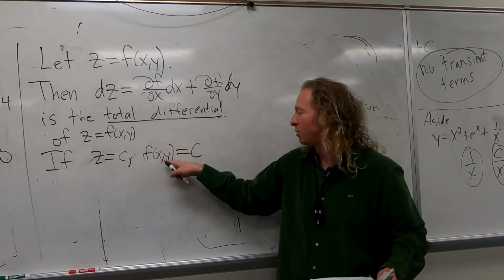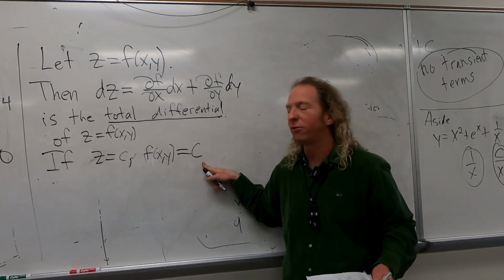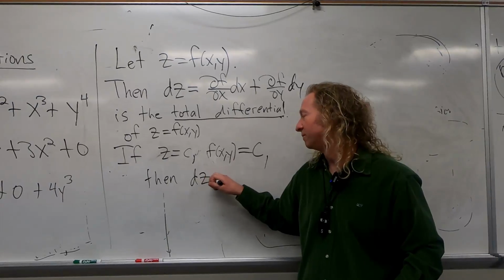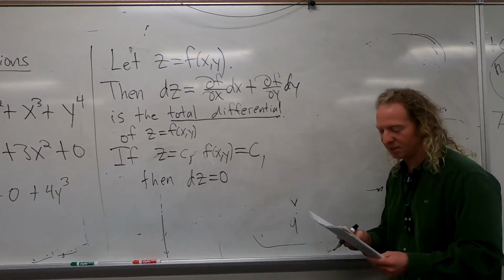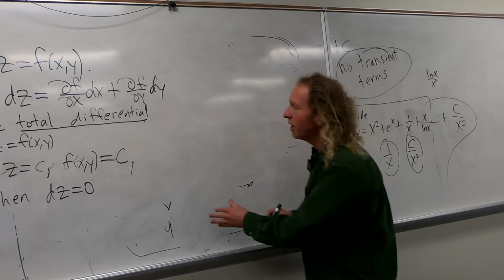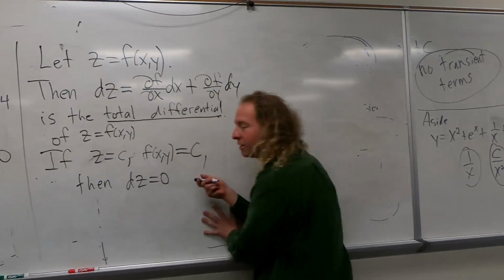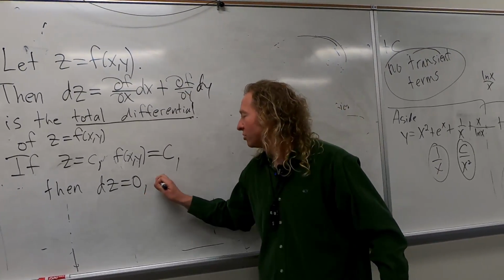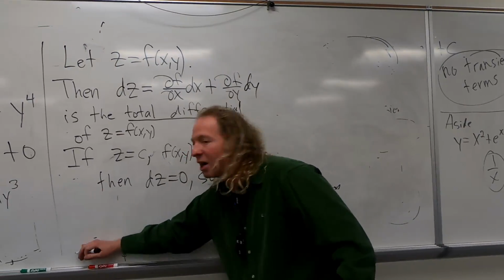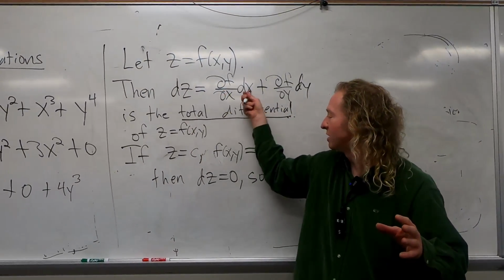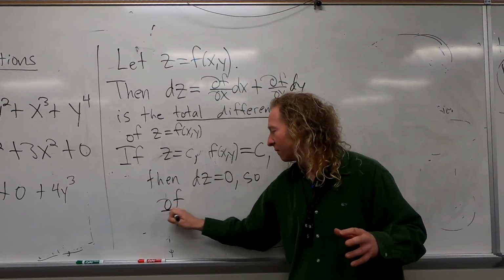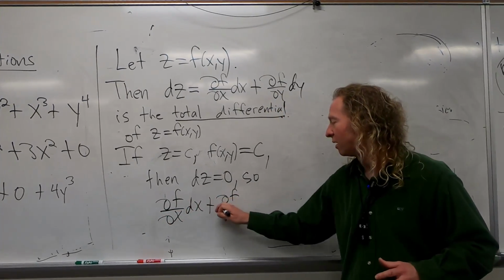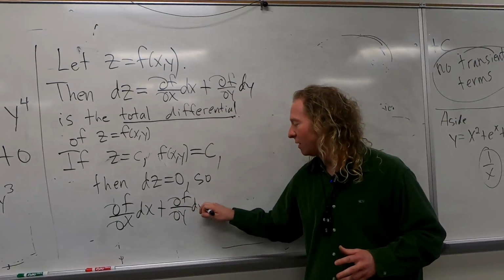Like a circle, like x squared plus y squared equals 4. That could be 4. Then dz is 0. Right? So if this is equal to a constant, then dz is equal to 0, because the dz is the derivative of z. So what does that mean? That means that you end up with the following. You end up with del f del x dx. I'm going to write it again. And I'll explain what this is. I forgot to explain it. And then this is equal to 0.